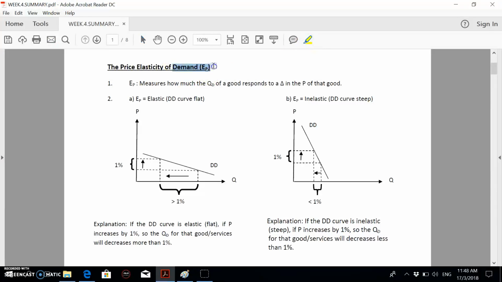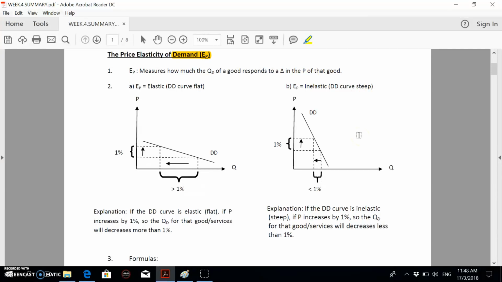Here, demand actually comes from the law of demand. You know that when the price increases, quantity demanded will decrease, because as a rational consumer, you would like to buy something at a lower price but at the same time fulfill your satisfaction. The short form is EP. Price elasticity of demand measures how much the quantity demanded of a good responds to a change in the price of that good.